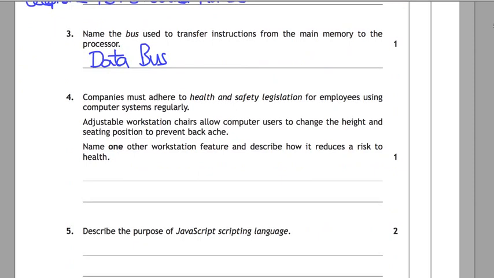Right, so question 4. Companies must adhere to health and safety for employees, for example adjustable workstation chairs. What else could you have? There's a number of things that you'd have remembered. There's these monitors that you can tilt and swivel, and there's these ergonomically designed keyboards. So one of these would be a good enough answer. So I'll just say swivel and tilt monitor.